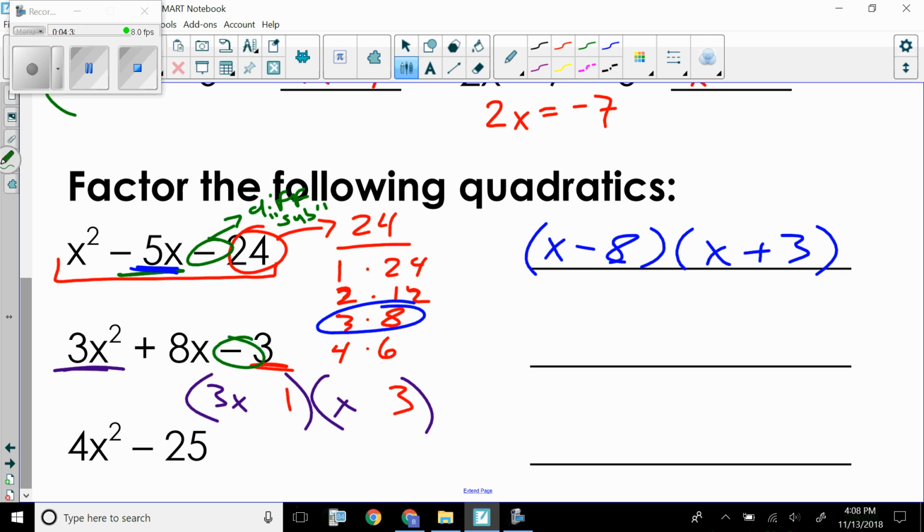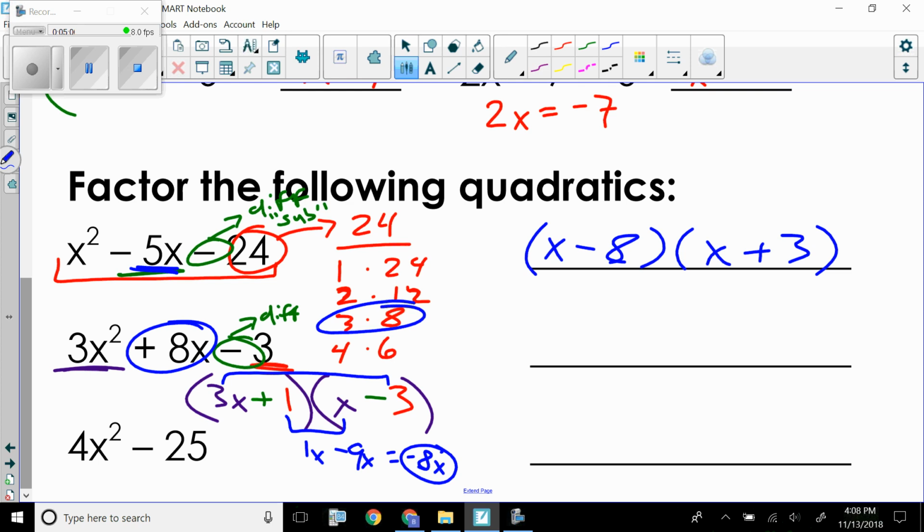Reminder, of course, this means that they're different. So I'm going to need 1 and 1, one positive, one negative. Then I'm supposed to check. Check here, that's 1x. That'll make -9x, which gives me -8x. I don't want a -8x because I need a positive 8. Well, that means I just had the signs backwards, so I turn my signs around, and I have them factored.